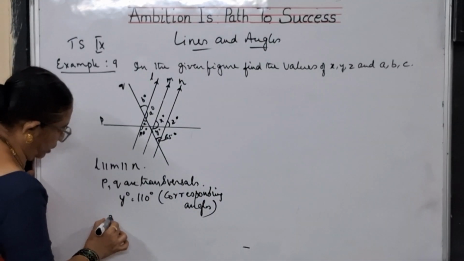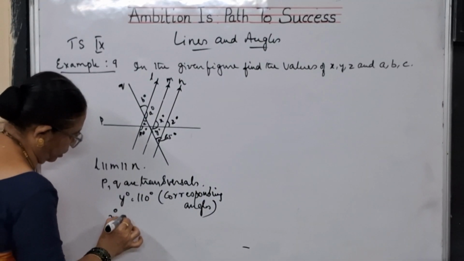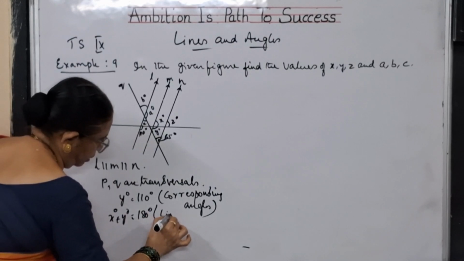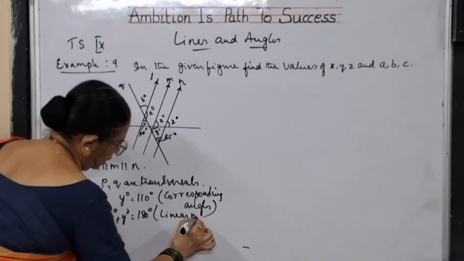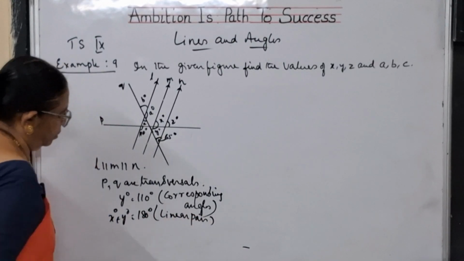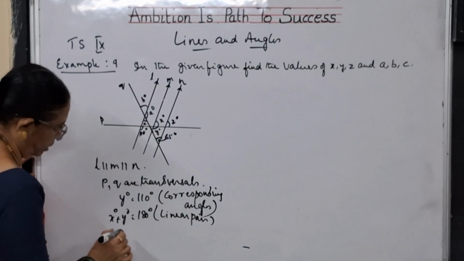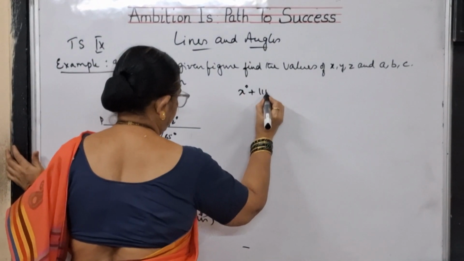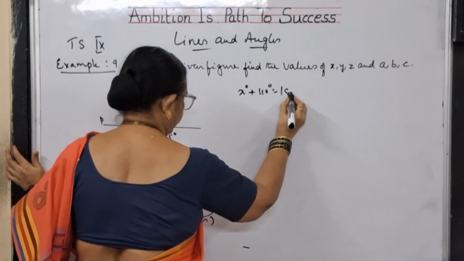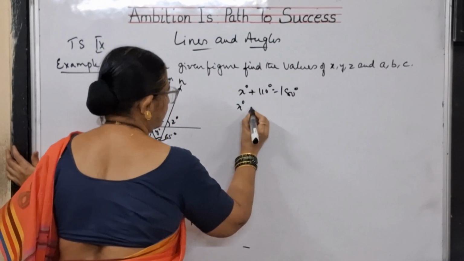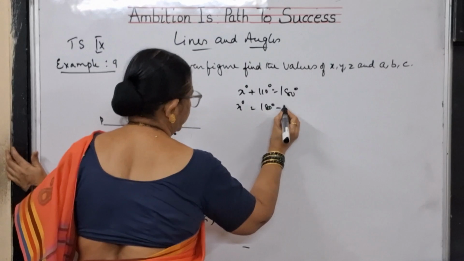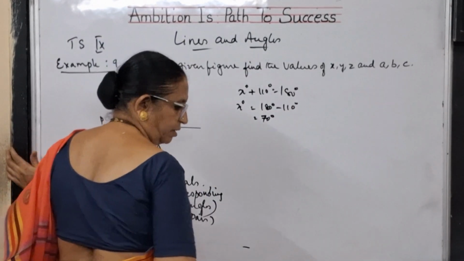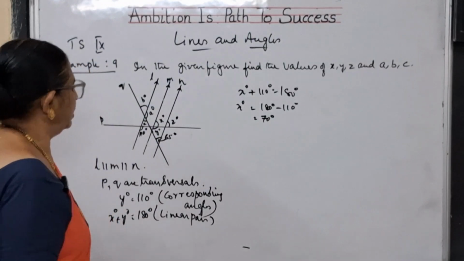And also we know that x degrees plus y degrees is equal to 180 degrees because they are linear pair. So what is y? X degrees plus 110 degrees is equal to 180 degrees. So what is x degrees? 180 degrees minus 110 degrees, that is x is equal to 70 degrees.